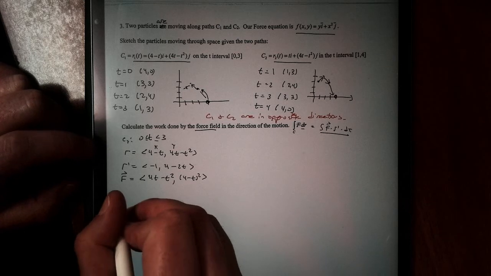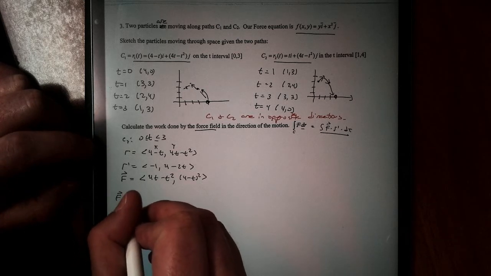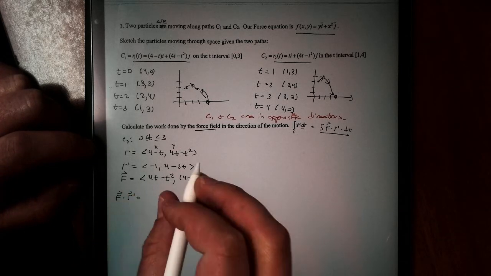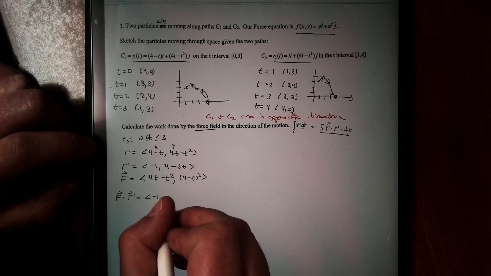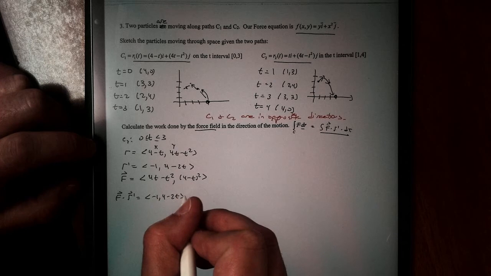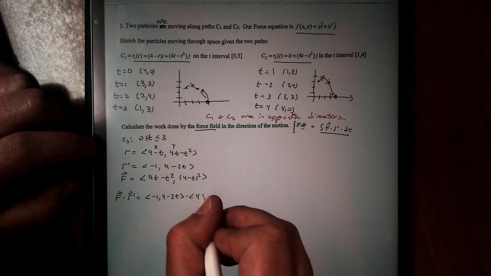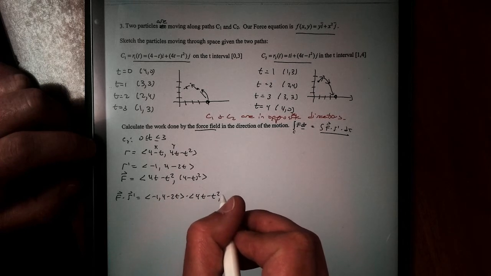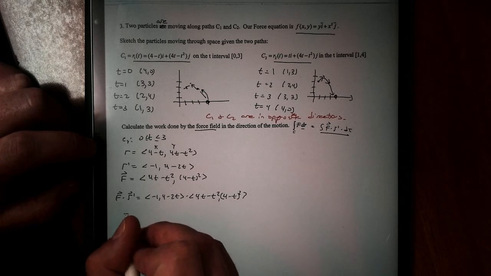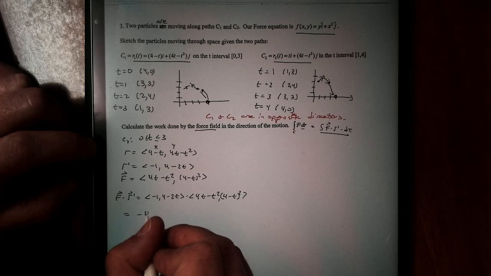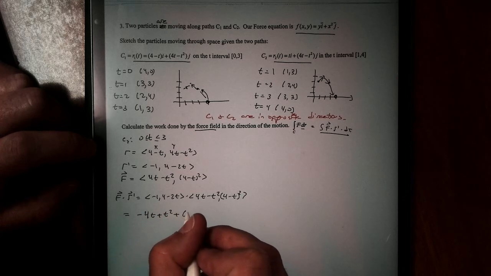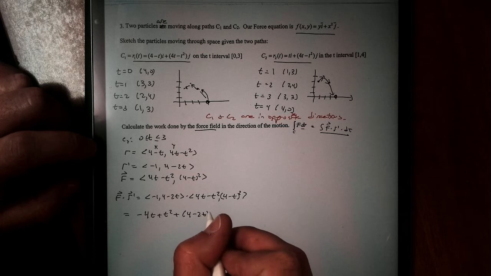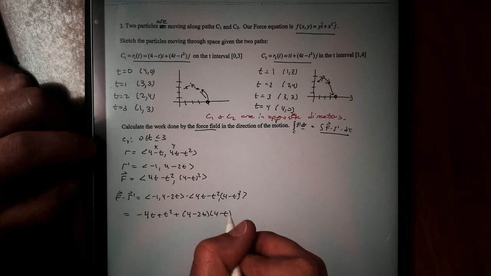To get our work equation, we have to dot these together. And if we do that, we're going to get negative 1, 4 minus 2t, dot that with 4t minus t squared, comma 4 minus t quantity squared. And that's going to become negative 4t plus t squared plus this 4 minus 2t times 4 minus t squared.